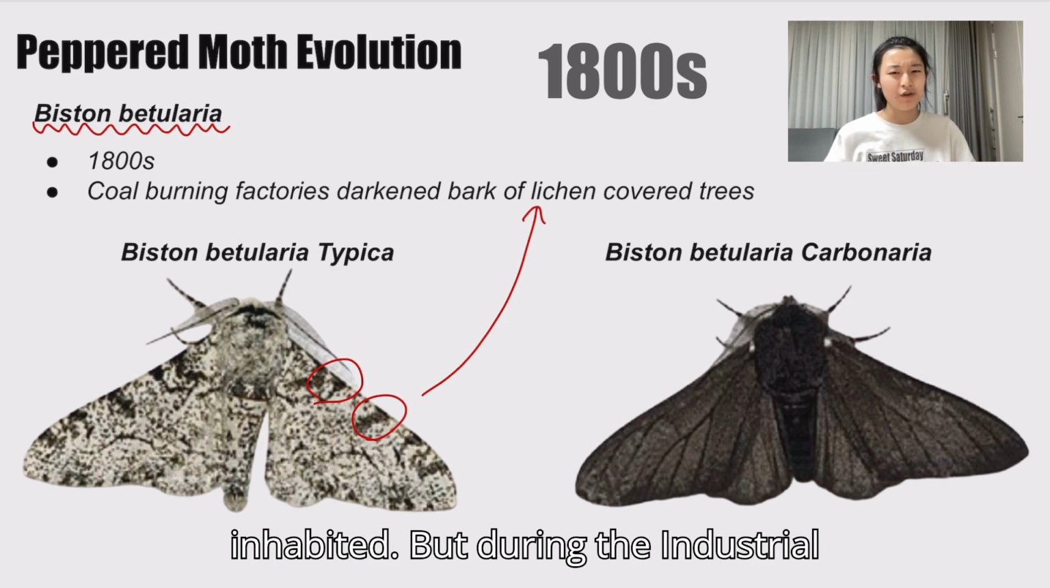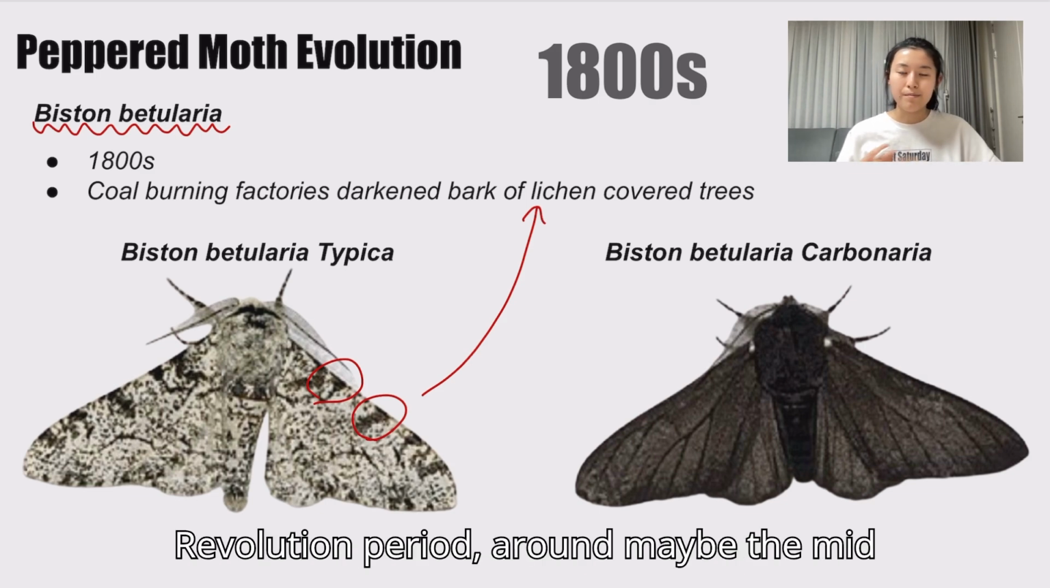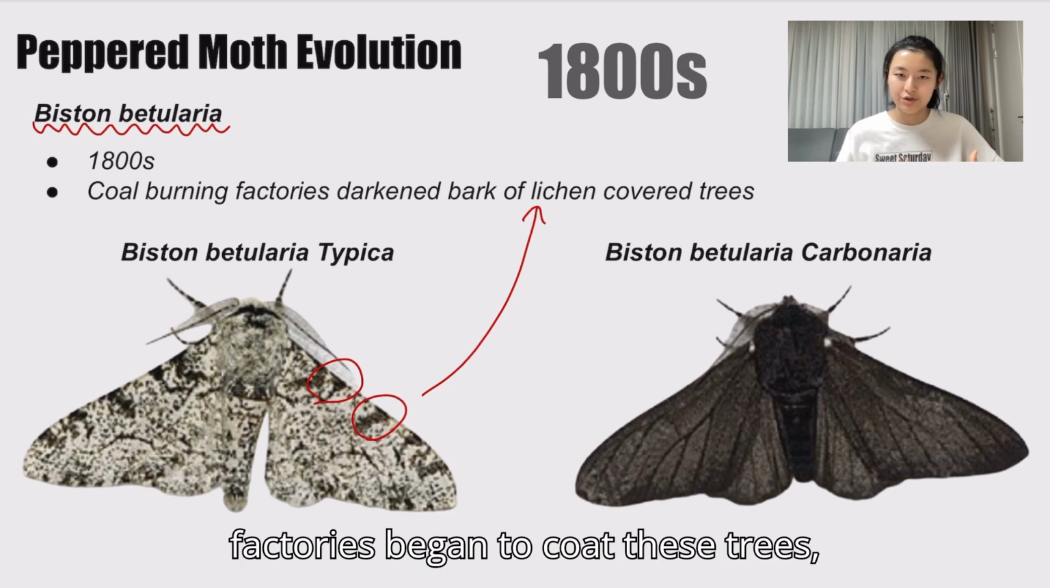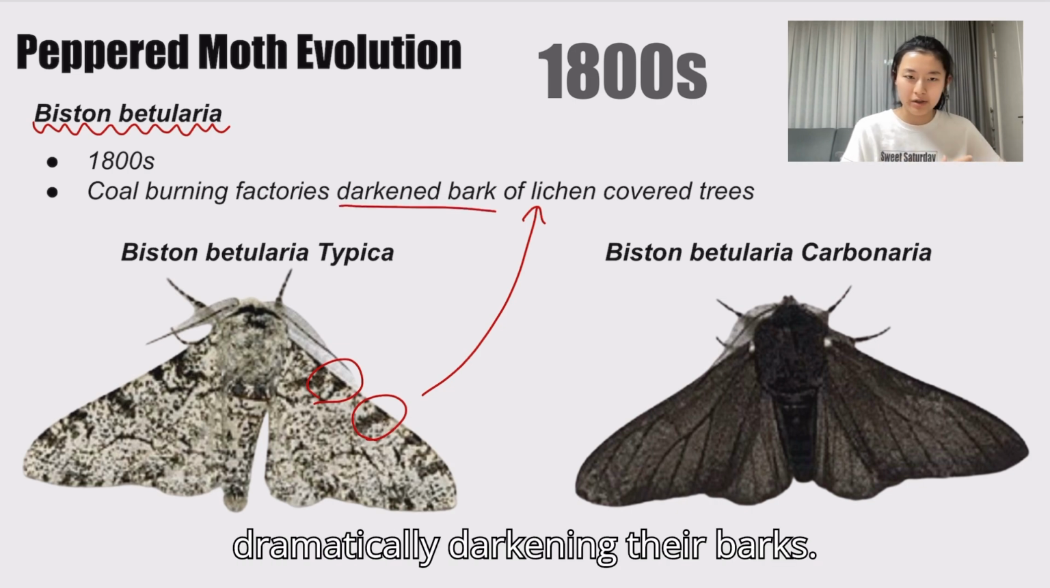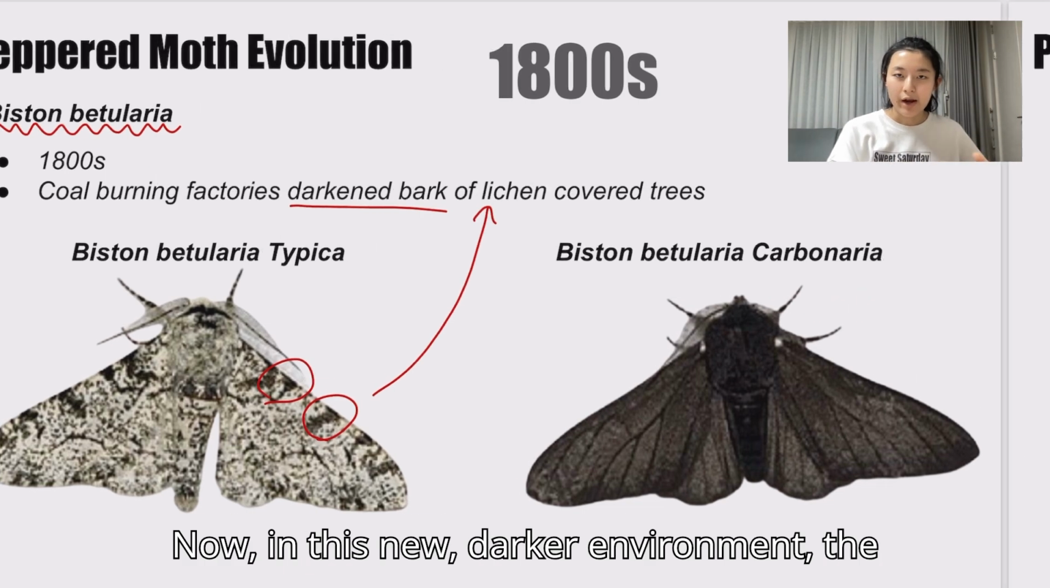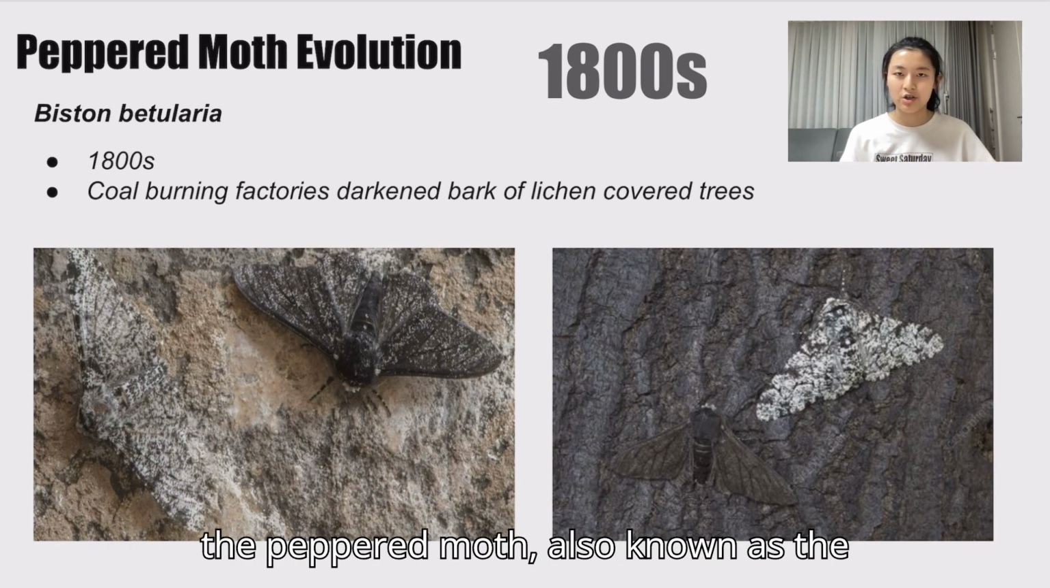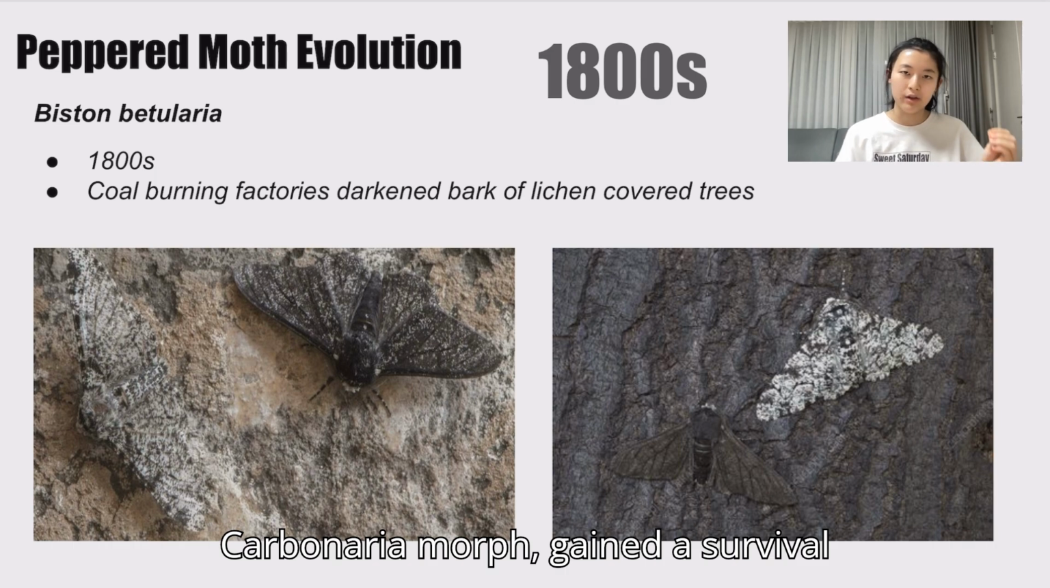But during the Industrial Revolution period, around maybe the mid-19th century, soot from coal-burning factories began to coat these trees, dramatically darkening their bark. Now, in this new darker environment, the previously rare dark-colored variant of the peppered moth, also known as the carbonaria morph, gained a survival advantage.